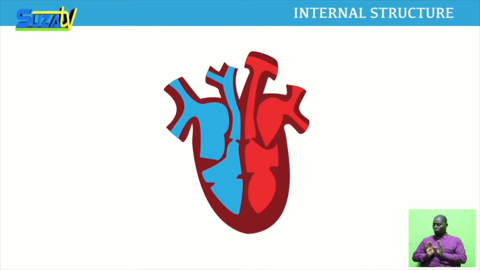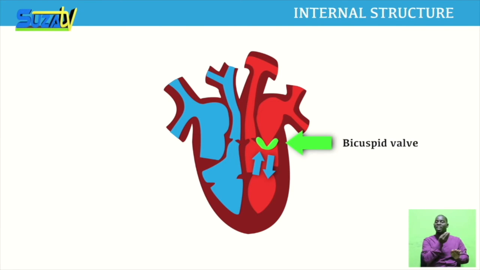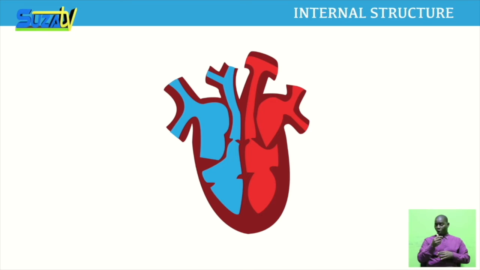Left auricle is separated from left ventricle by a bicuspid valve. The bicuspid valve prevents backward flow of blood from the left ventricle to the left auricle when the ventricle pushes blood through the aorta. At the base of the pulmonary artery and aorta, there is a semilunar valve. These valves prevent backward flow of blood from the pulmonary artery to the right ventricle and from the aorta to the left ventricle.